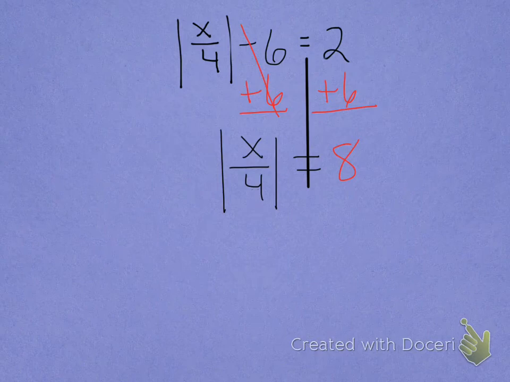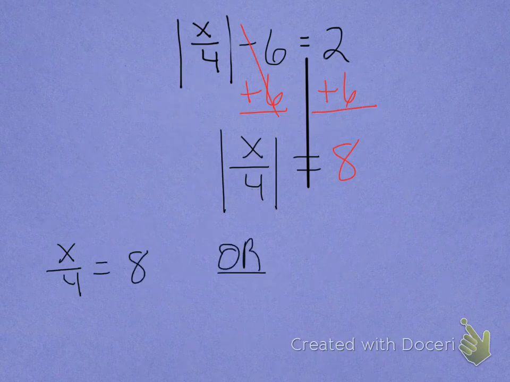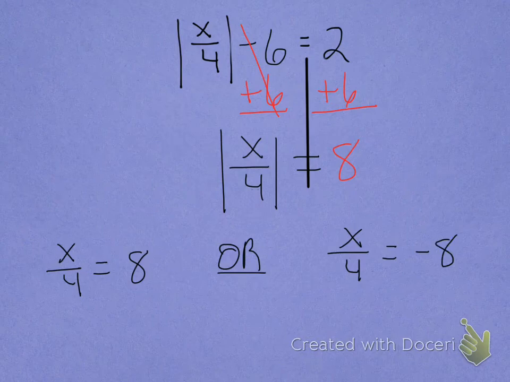So again, considering both situations, it is possible that x divided by 4 could be equal to positive 8, or it's also possible that x divided by 4 could be equal to a negative 8 in this case, because the negative 8 has an absolute value of 8. So we're going to solve each of these, and because x is being divided by 4, the opposite of dividing tells me that I'm going to multiply. So I'm going to multiply both sides of my equation by that positive 4.